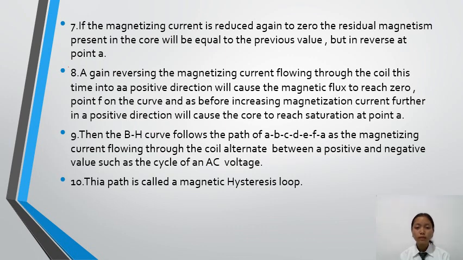Again, reversing the magnetizing current flowing through the coil, this time in a positive direction, will cause the magnetic flux to reach 0, point F on the curve. As before, increasing the magnetizing current further in a positive direction will cause the core to reach saturation at point A. Then the BH curve follows the path of A, B, C, D, E, F, A. As the magnetizing current flowing through the coil alternates between a positive and negative value, such as the cycle of an AC voltage, this path is called a magnetic hysteresis loop.